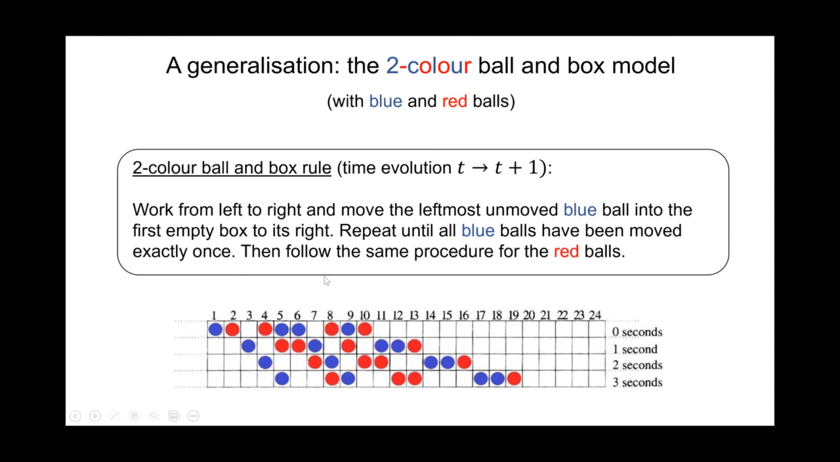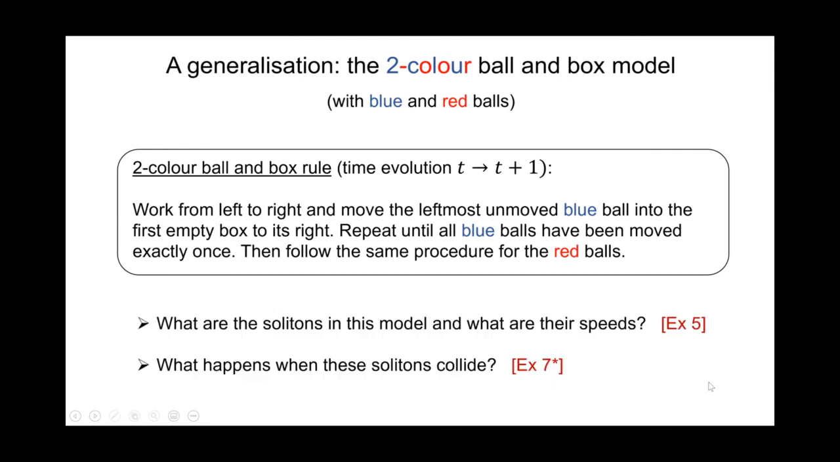Here's an example. If you want to familiarize yourself with the rule, please check that I didn't make any mistakes, and if so, please let me know. In particular, there are a couple of questions that I'll ask you to investigate in the exercises. The first question is, what are the solitons in this two-color ball and box model, and what are their speeds? And secondly, you might want to study what happens when these solitons collide. This, by the way, is a star exercise, which means that it's a little harder than normal exercises.